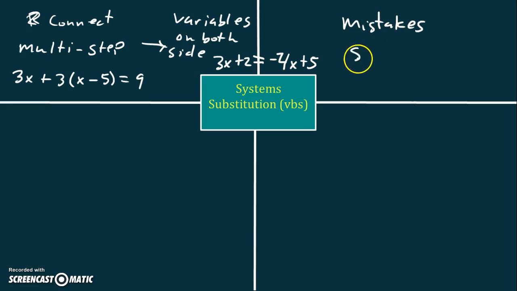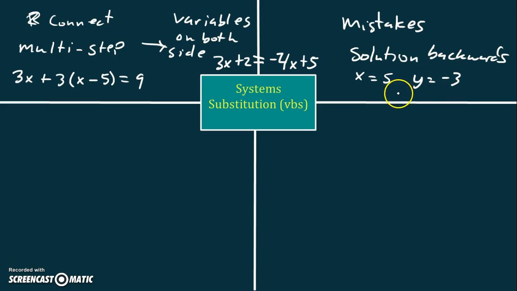it's writing the solution backwards. So backwards solution. And what I mean when I say that is you'll get something like x equals 5 and y equals negative 3. And then when you write this as a coordinate point, because the solutions to systems are coordinate points, I see students write negative 3 comma 5, where they put the y before the x. This is incorrect. Remember, you write coordinate points x, y. So it's got to be x, y.